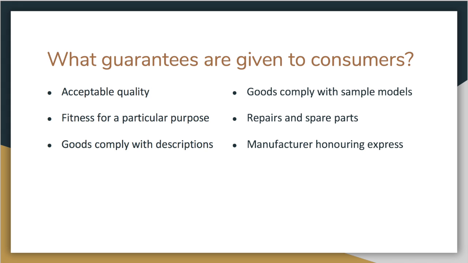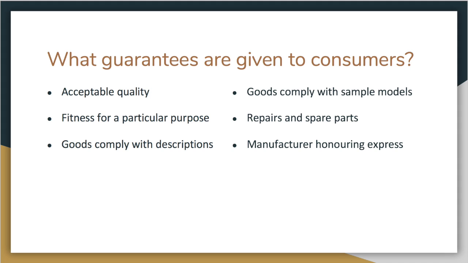Guarantee as to acceptable quality means where goods are supplied to a consumer, the goods must be of acceptable quality. The second one is guarantee of fitness for a particular purpose. For example, if a consumer goes to the mall to buy a vacuum cleaner, then the cleaner must be able to achieve the purpose of vacuuming.